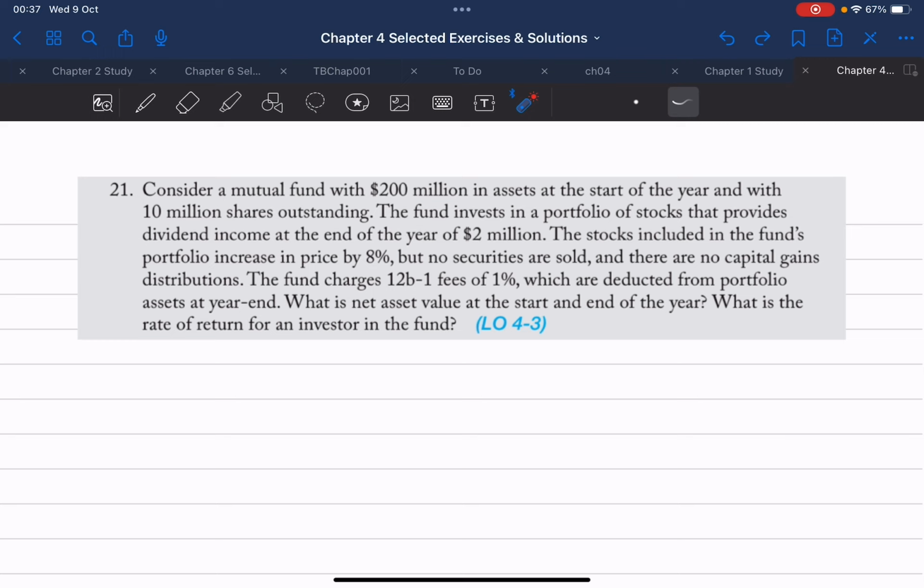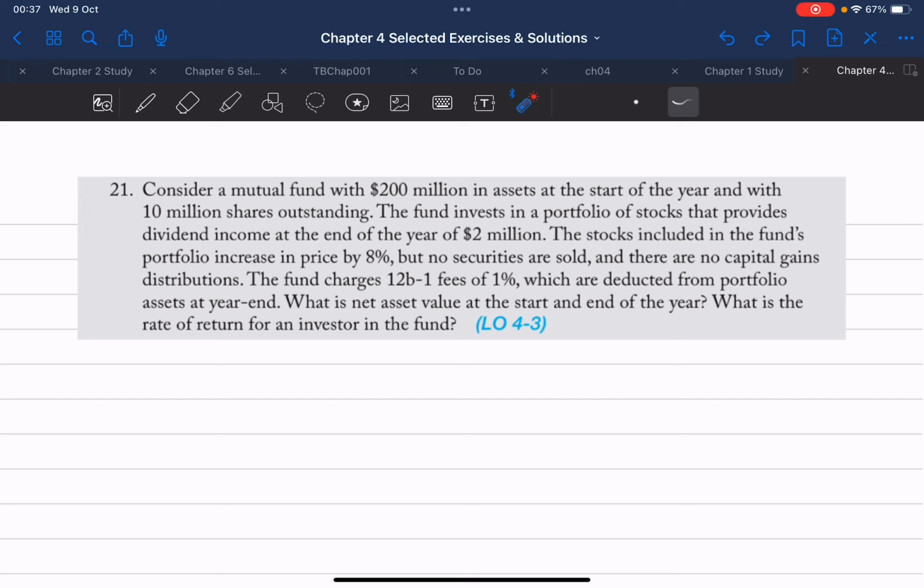This is Mohammed Aljaber, and we are working on chapter 4 exercises still. And here in this video, we're going to be looking at the last exercise that we have selected for this chapter, exercise or question number 21. So let's read it together.